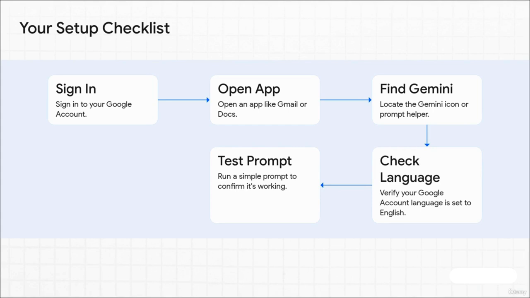So here's your quick setup checklist. Sign in, pop open an app like Docs, find that Gemini icon, double-check your language is set to English, and just run a quick test. If you've done all that and you still don't see the features on a work account, the next step is to get in touch with your workspace admin.